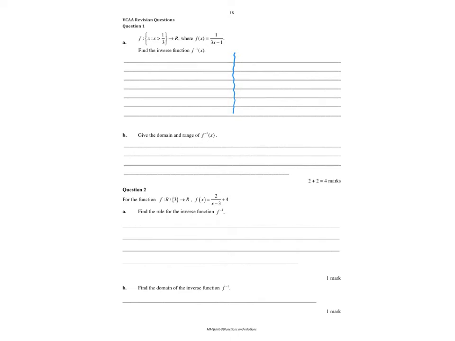Okay, so step one, let's swap the x and y values. So let's write it as x is equal to 1 over 3y minus 1. So I guess if we flip both sides, we get 1 on x is equal to 3y minus 1, add 1. 1 on x plus 1 is equal to 3y. Now we divide both sides by 3. 1 on 3x plus 1/3 is equal to y.